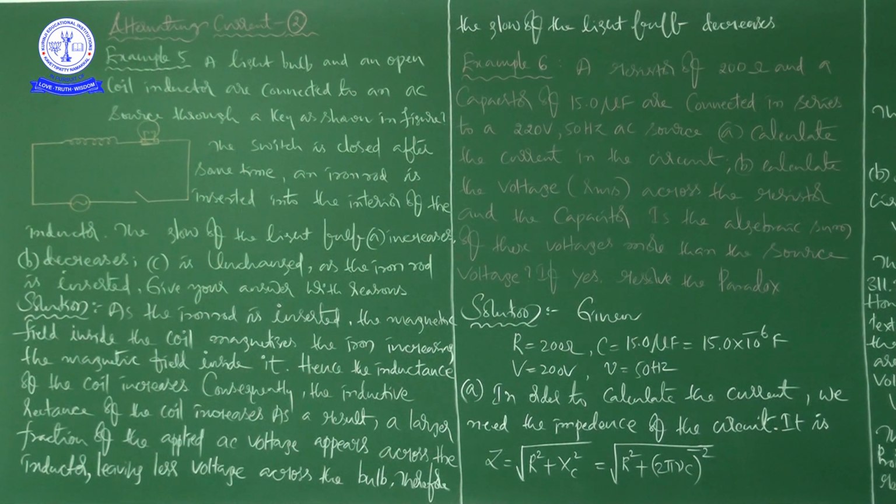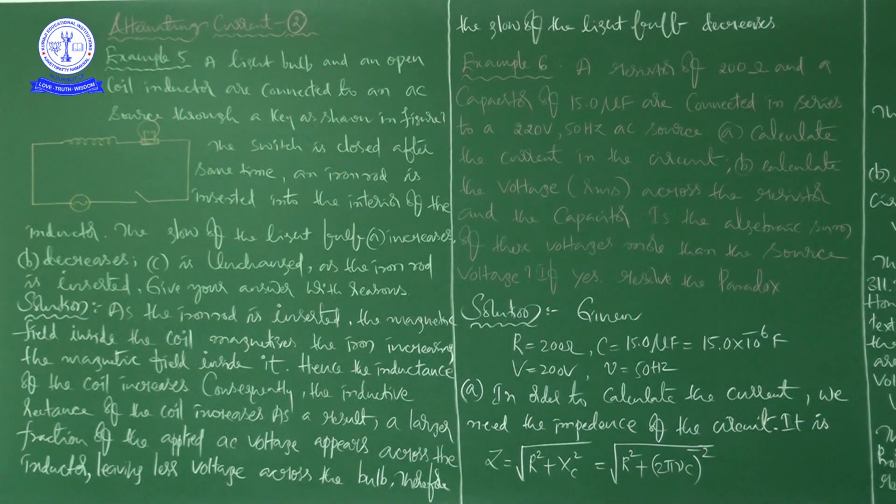First, we are going to close the switch. After some time, an iron rod is inserted here. It is like a spring. What is an inductor, and what is the energy stored in an inductor? All that we discussed in our theory class. In this circuit, first we close the switch. After some time, an iron rod is inserted into the interior of the inductor.